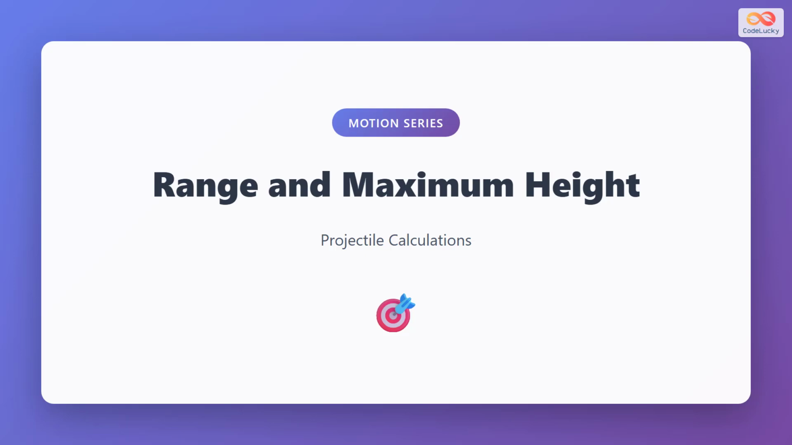Today we will explore two fundamental quantities in projectile motion: horizontal range and maximum height. Range tells us how far a projectile travels horizontally, while maximum height tells us the peak vertical distance it reaches. Understanding these concepts is essential for analyzing any projectile motion problem. This is part of our motion series where we break down the physics of moving objects.